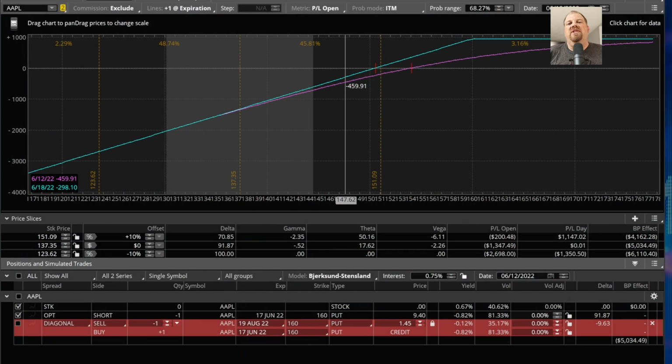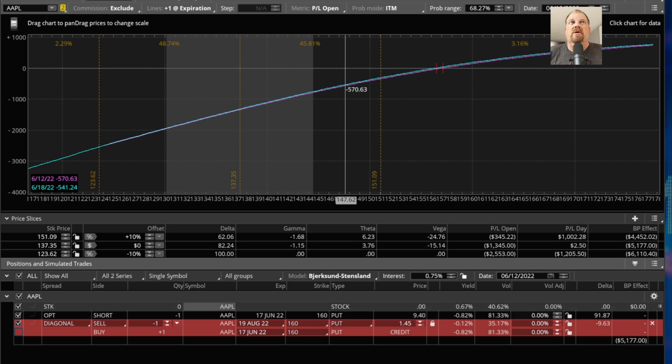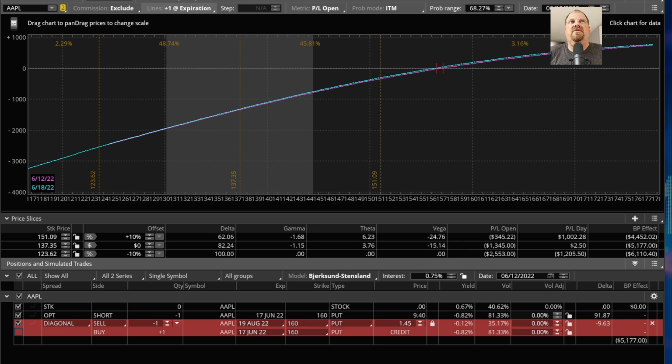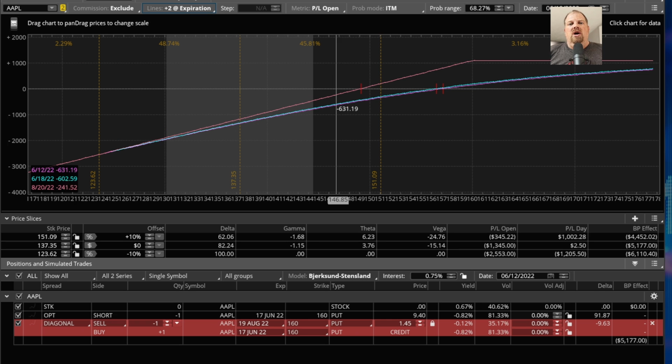So let's take a brief look at the option chain to give you an idea of what's effectively happening here. It's called a diagonal spread, because you're making one option trade in one month and then another in a forward month. If we set our expiration to include both, you can see on this row I am short the 160 put in Apple. It expires the 17th of June.